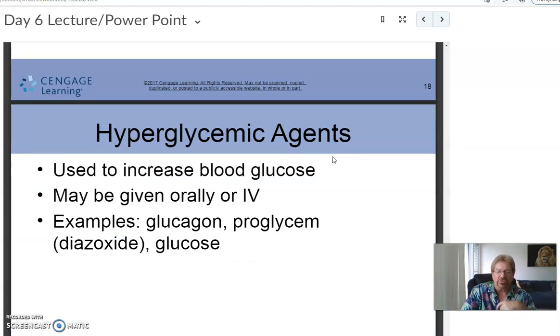Hyperglycemic agents are used to increase blood glucose. May be given orally or by IV. Examples: glucagon, glucose.